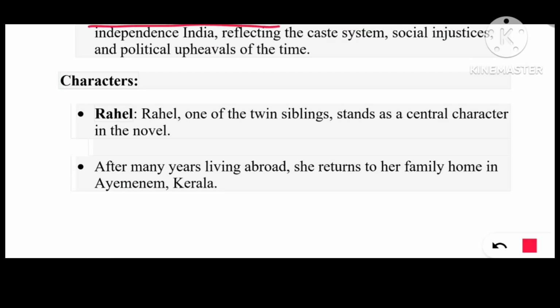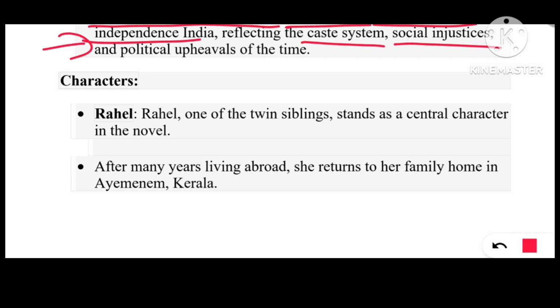The story is deeply rooted in the social and political fabric of post independence India. See, somehow we had received independence from Britishers, right? But there was social discrimination, social injustice, all right? There was a caste system which is not healthy for a good society, a developing society, all right?